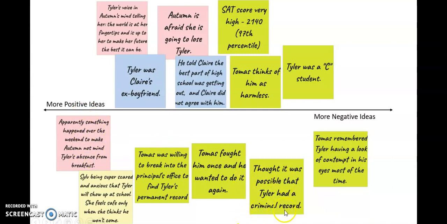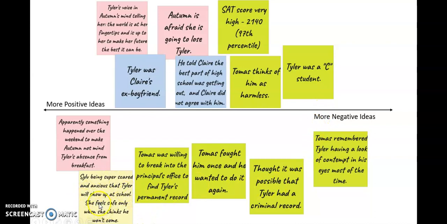But this is a lot more serious down here. So I put it further away from this line. I guess the further away from the neutral line is further negative. All right. So Tyler could have a criminal record as far as Tomas is concerned. He remembered Tyler always having a look of contempt in his eyes, and that could be just Tomas's opinion, so I put it a little bit closer to the neutral line.